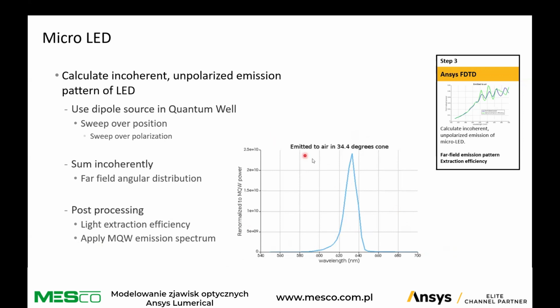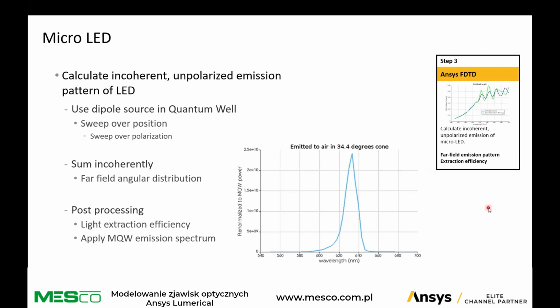We can also calculate the efficiency, how much of that power is within a certain emission cone. Here, for instance, you can see that the emission of that dipole is a red LED, so we're around 630 nanometer wavelength.